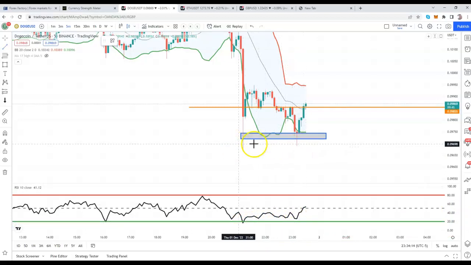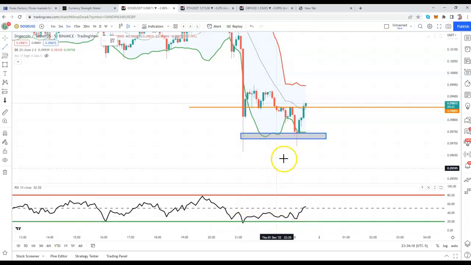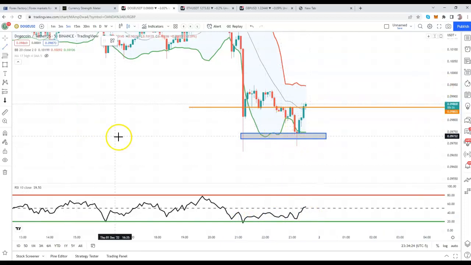Price action created equal lows. RSI created a higher low here. We have a bullish divergence. We could see price start to pull and push up. So with that said, we'll keep our eyes out for Dogecoin, look for possible buys.